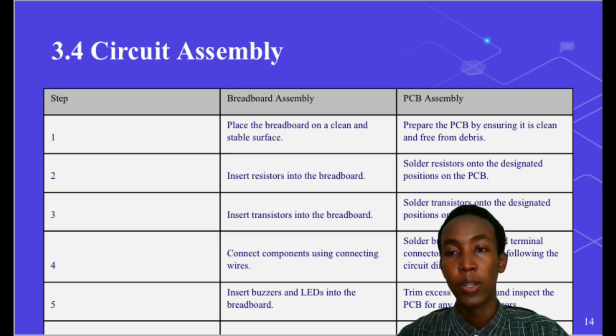And in the PCB assembly, we prepared the PCB by ensuring it's clean and free from debris. And then we soldered resistors onto the designated positions. Also, we soldered transistors onto the designated positions on the PCB. And afterward, we soldered the buzzers, LEDs, and terminal connectors onto the PCB, following the circuit diagram which we have built already. And afterwards, trim excess wire leads and inspect the PCB for any soldering errors.